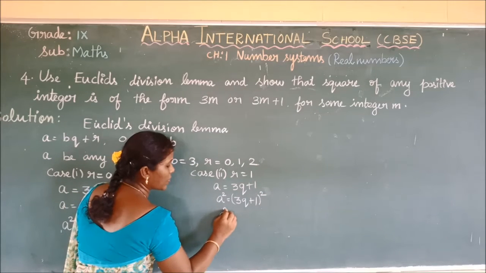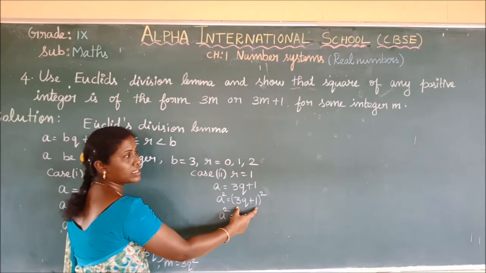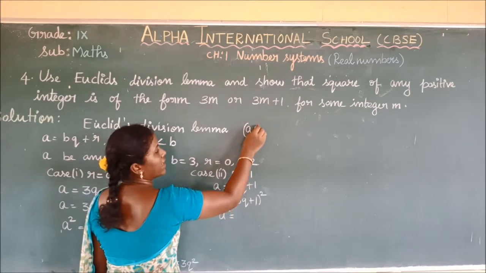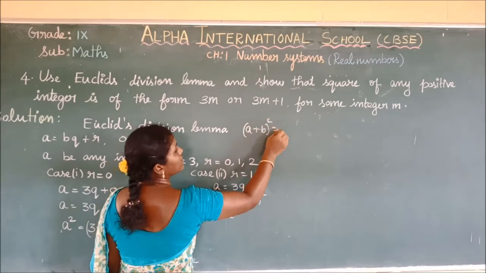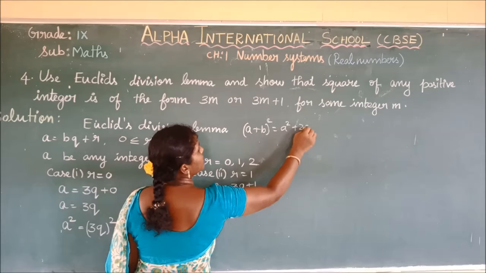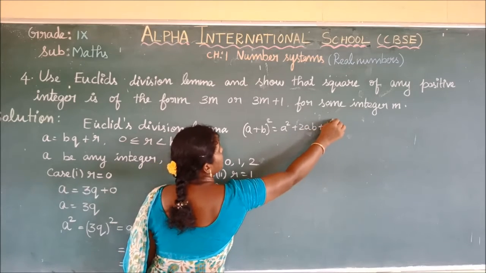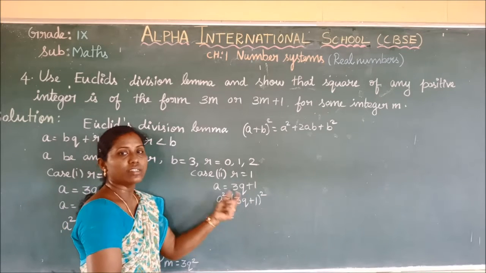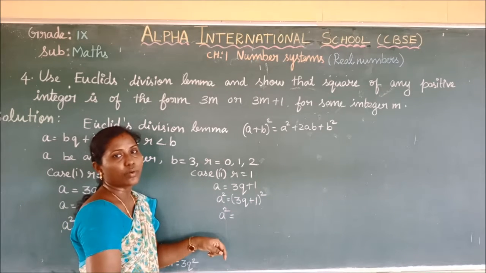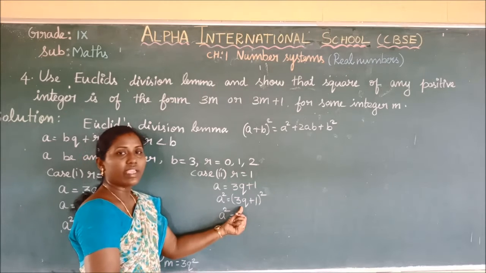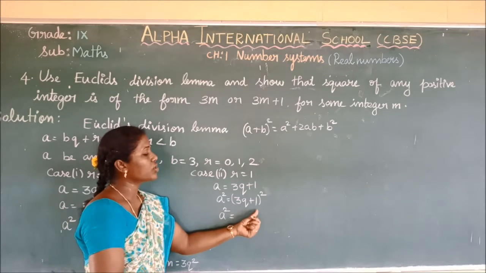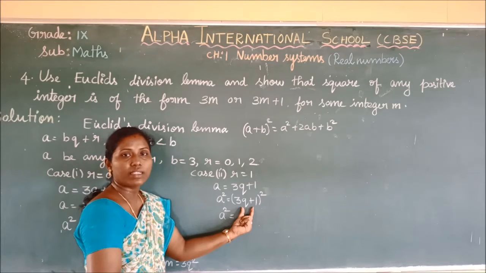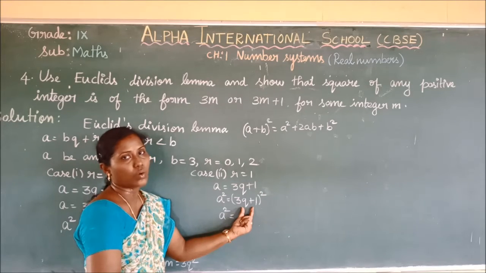So a square is equal to, how to expand this? Using an algebraic identity. What is the algebraic identity? We know (a plus b) the whole square is equal to a square plus 2ab plus b square. Whenever you are solving a problem like this, you just have to use the algebraic identity and expand it. So instead of a, here we have 3q, and instead of b, here we have the number 1.